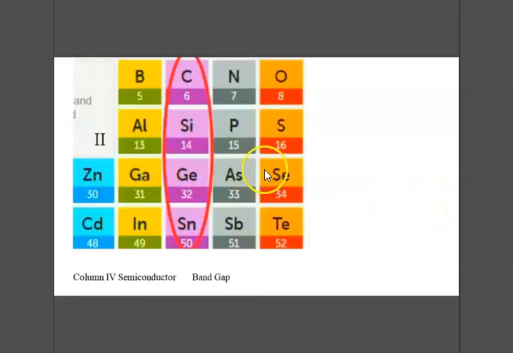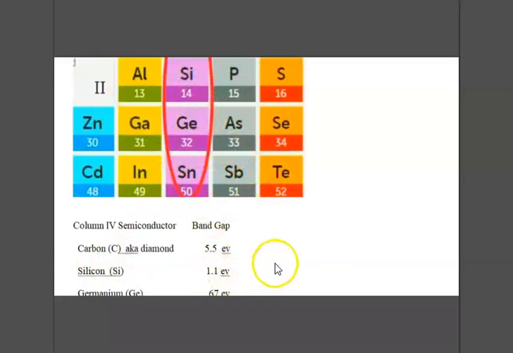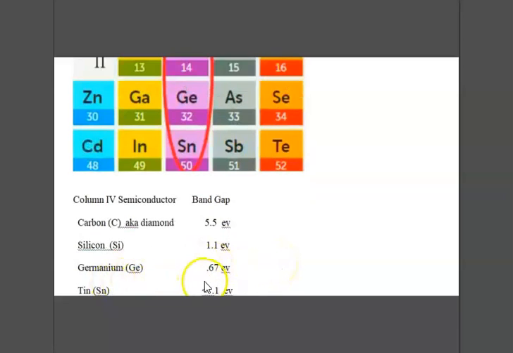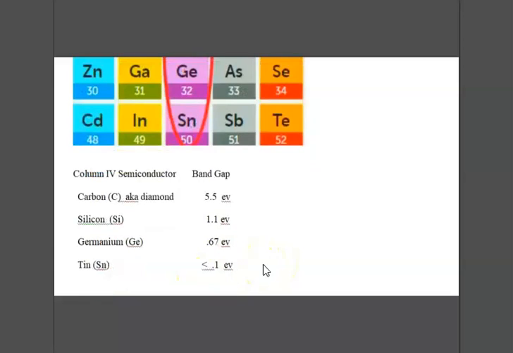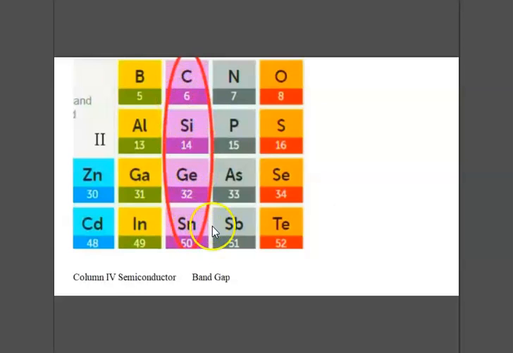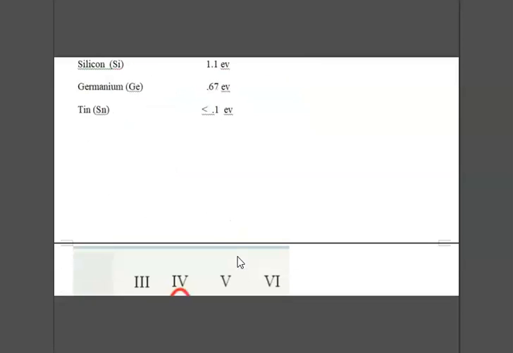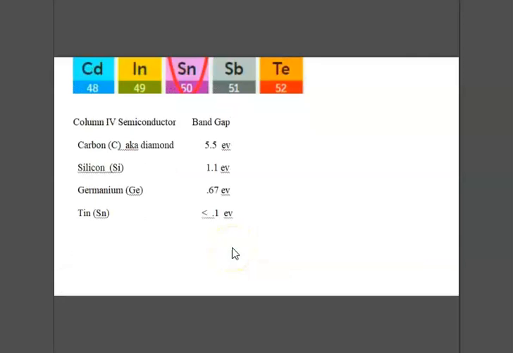The band gap of carbon is 5.5 eV, which is quite large. Band gap of silicon is 1.1 eV, which is moderate. The band gap of germanium, 0.67 eV, and the band gap of tin, which is on the bottom, is less than 0.1 eV. So something about the position of these different materials in the periodic table determines the band gap. As we go down, it seems that the band gap gets smaller. Now, why should that be?